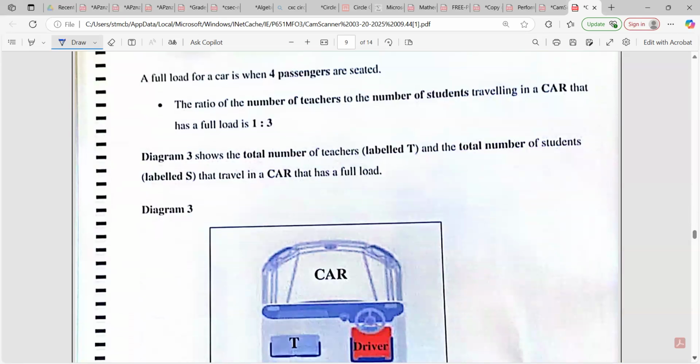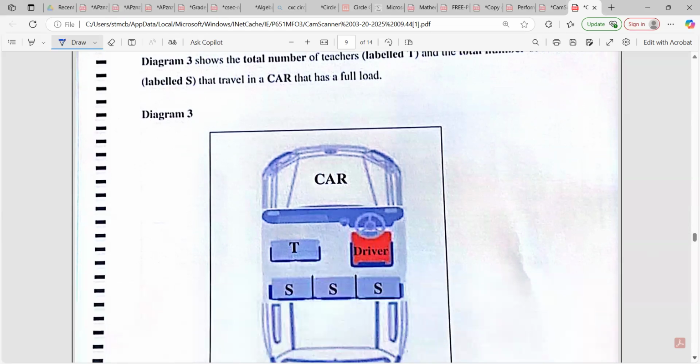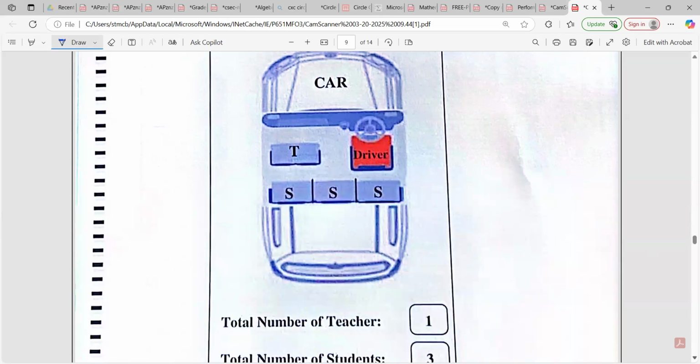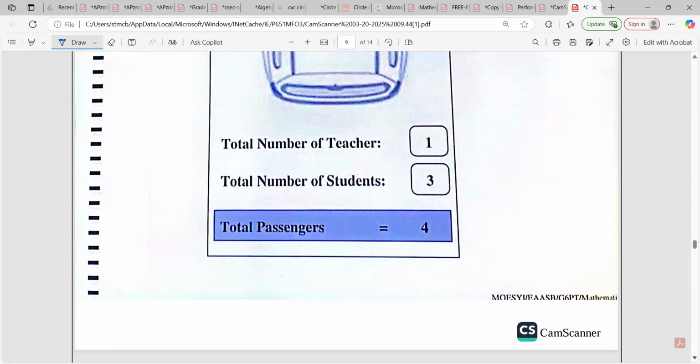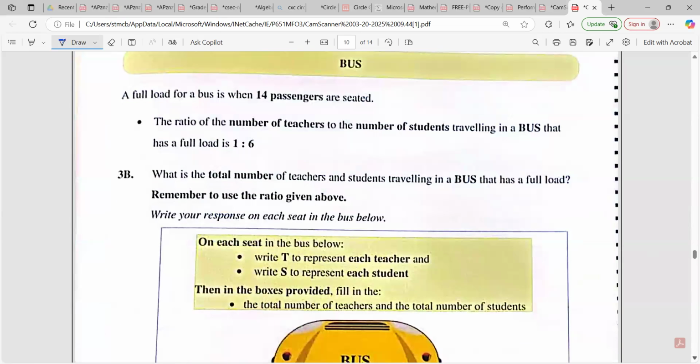A full load of a car is when 4 passengers are seated. The ratio of the number of teachers to the number of students traveling in a car as a full load is 1 to 3. Diagram 3 shows the total number of teachers labeled T and the total number of students labeled S in a car as a full load. And let's show you diagram 3. There you go: total number of teachers 1, 3, total passengers 4. So they give us an example.